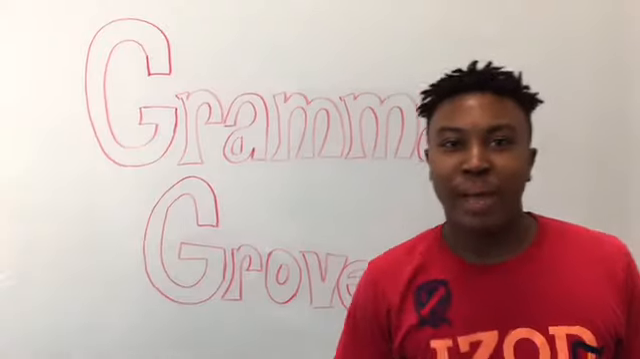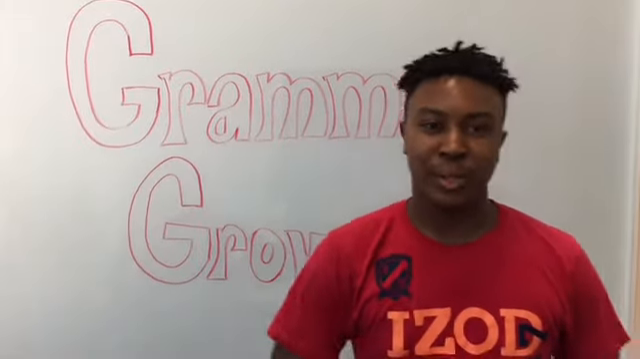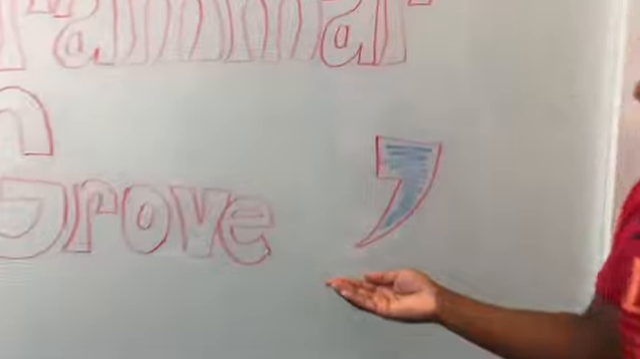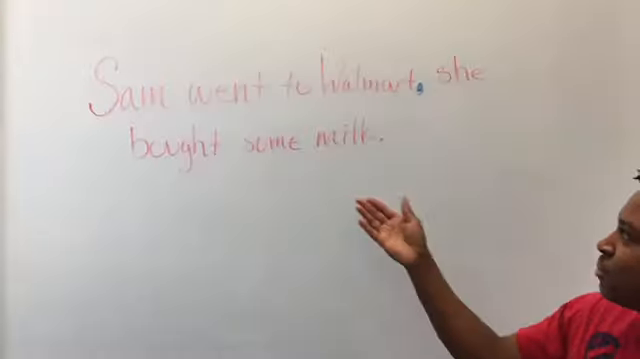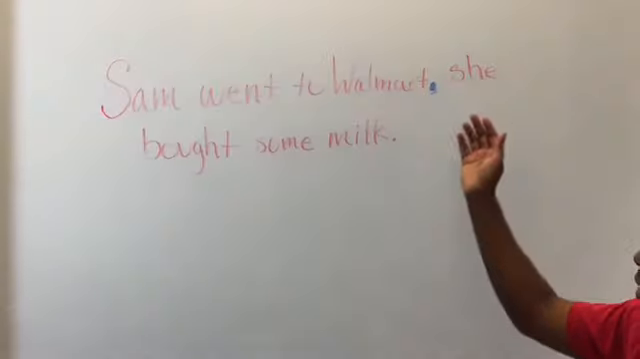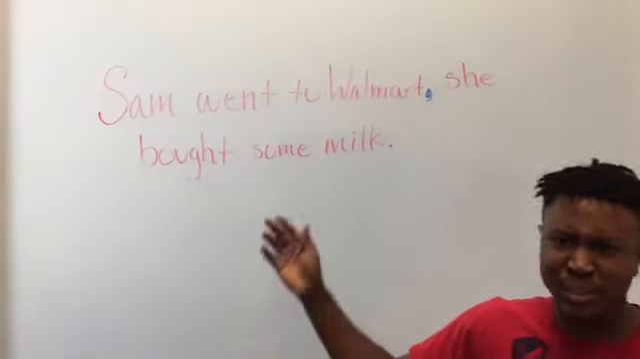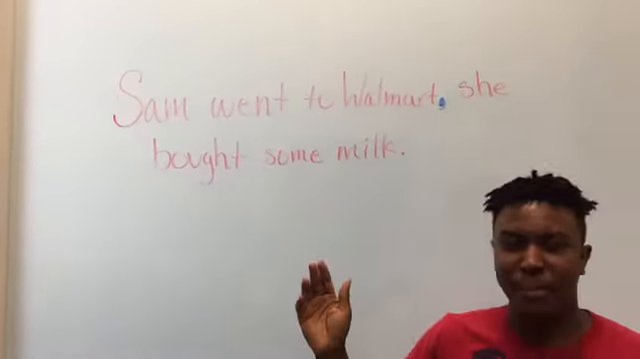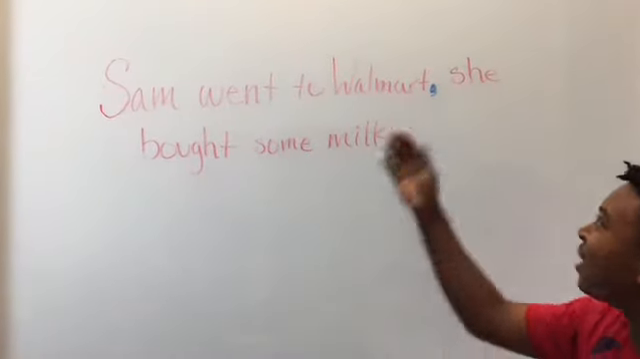Hey kids, welcome back to Grammar Grove. In today's episode, we'll be learning about comma splices. Take a look at this sentence. Sam went to Walmart, she bought some milk. What's wrong with this sentence? It's blue! What? No, it's a comma.